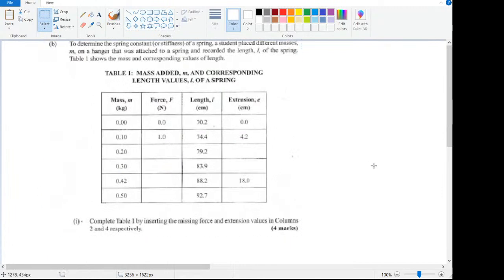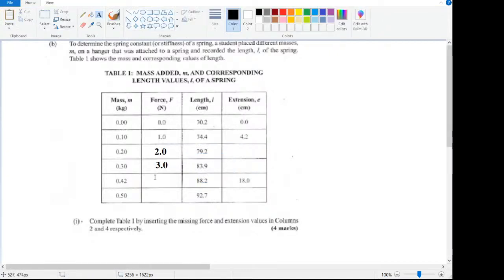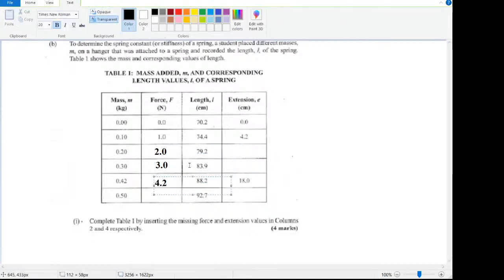All you have to do here is just multiply these by 10, because it's already in kilograms now, in grams. So this could be 2, 3, 4.2, and you put it to two decimal places. So it'll be 2.0, 3.0, 4.2, and 5.0.